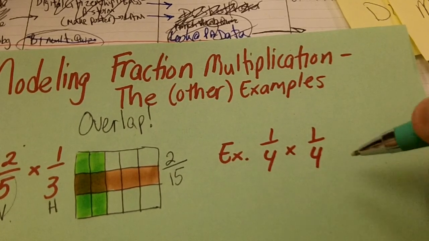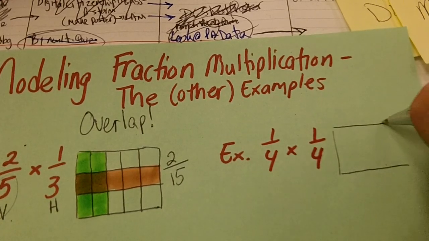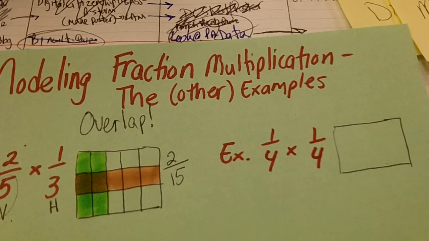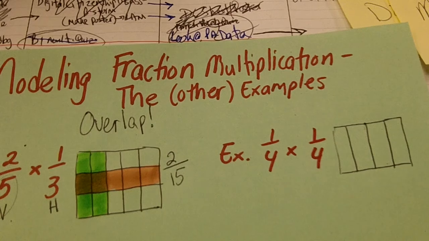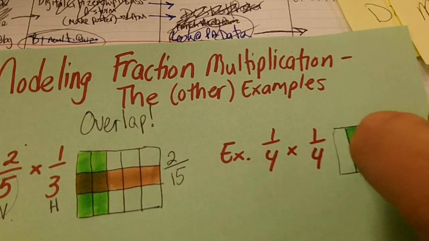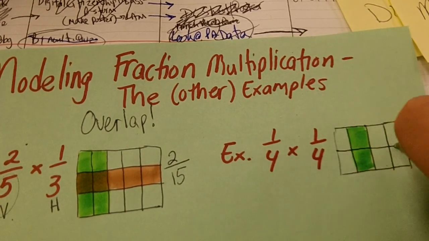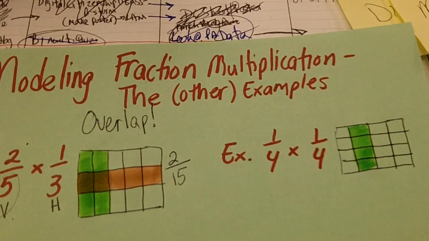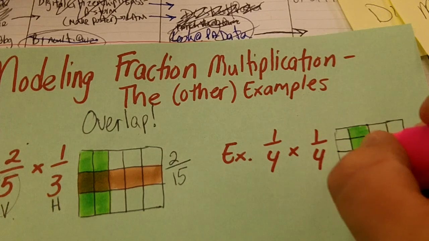Another model here, 1/4 times 1/4, and we've done things like this one before. Again, I'm going to do one model method. 1/4 of my columns need to be shaded, so I'm going to make 4 columns. I'm going to do my shading, so I'm going to pick this one this time. I'm going to make 4 congruent rows. I do that by drawing 3 lines. And I'm going to shade in this one.